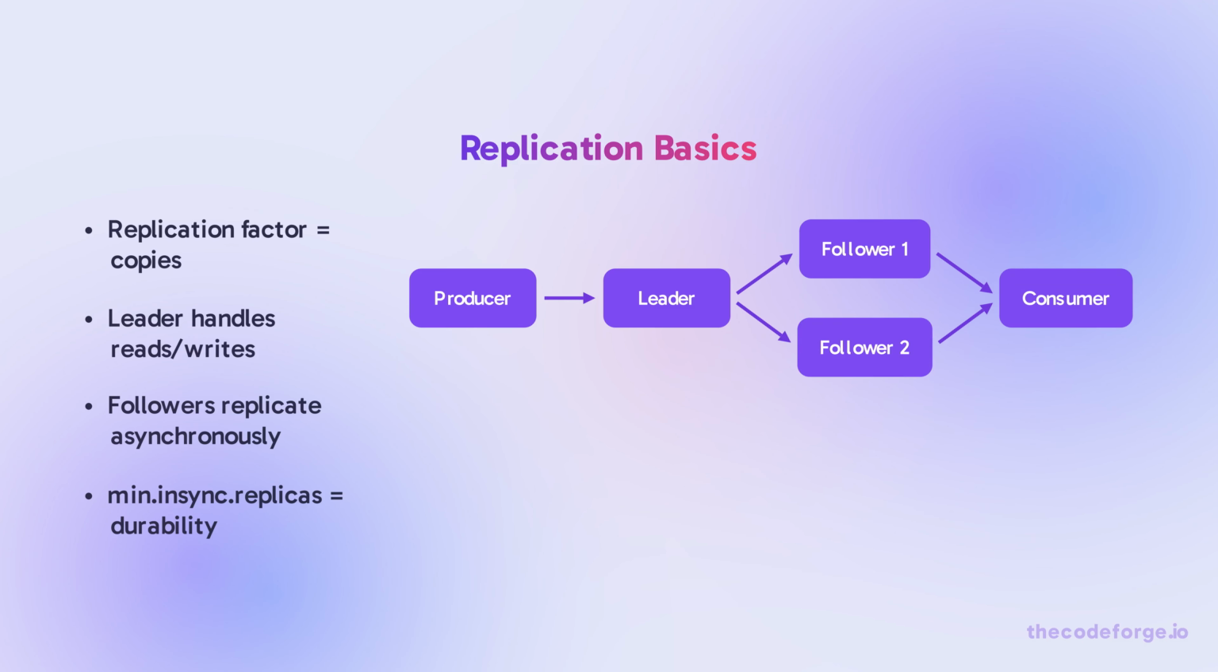Kafka replicates each partition across multiple brokers. One broker is the leader, the rest are followers. Producers write to the leader, and followers replicate the data. The min.insync.replicas config determines how many replicas must acknowledge a write for it to be committed.